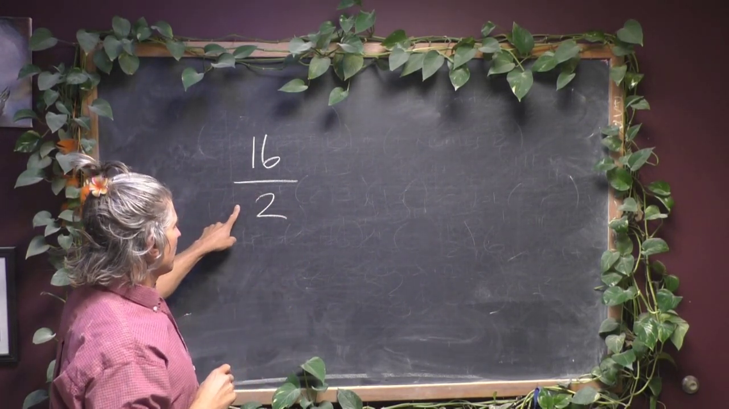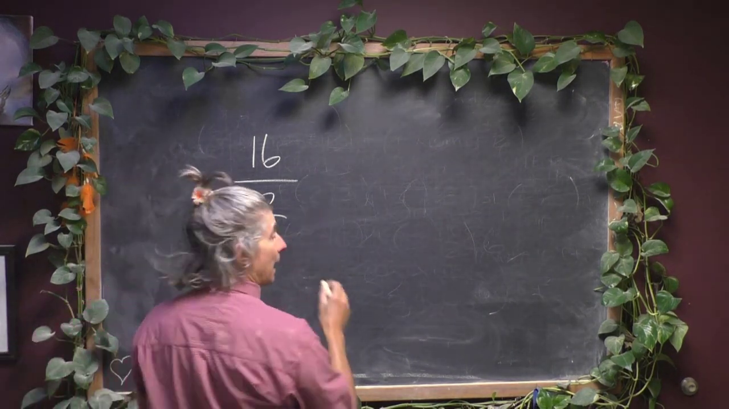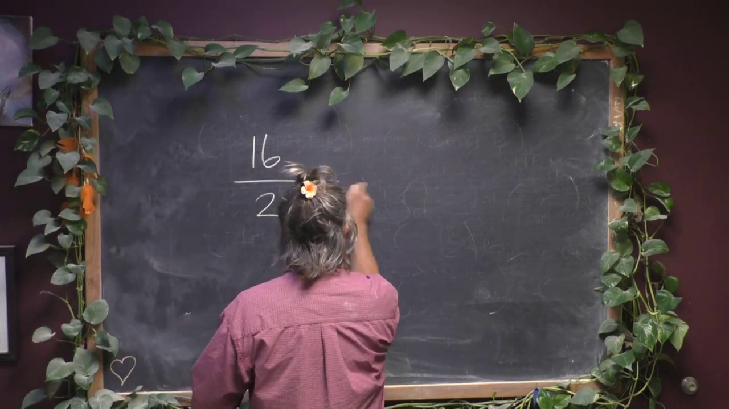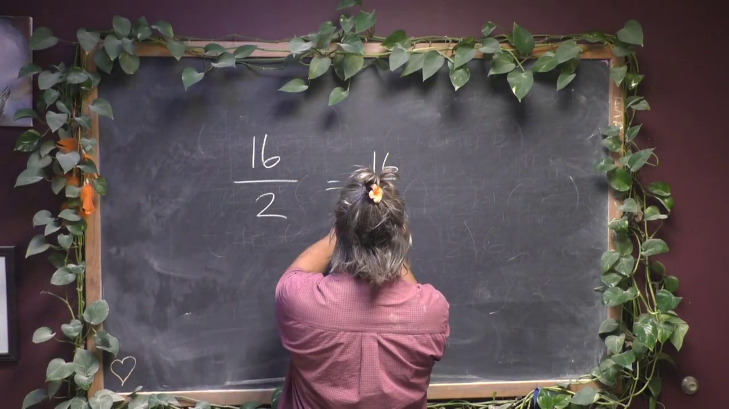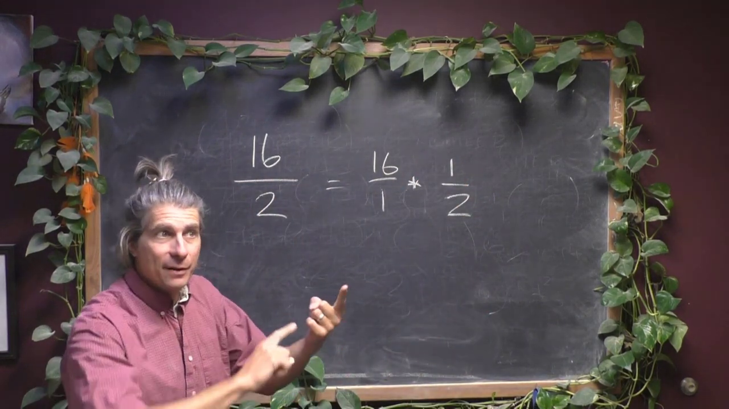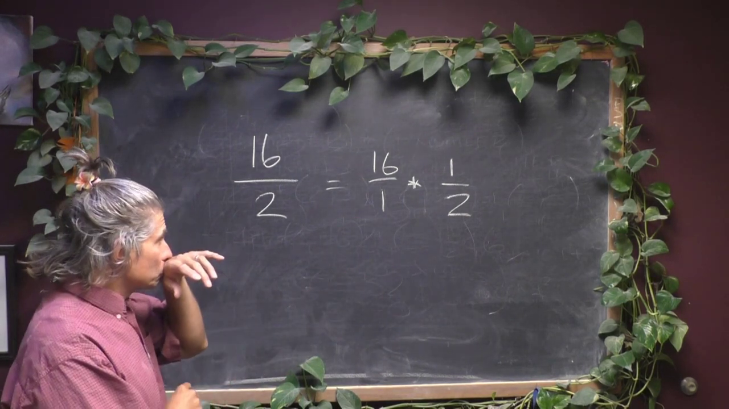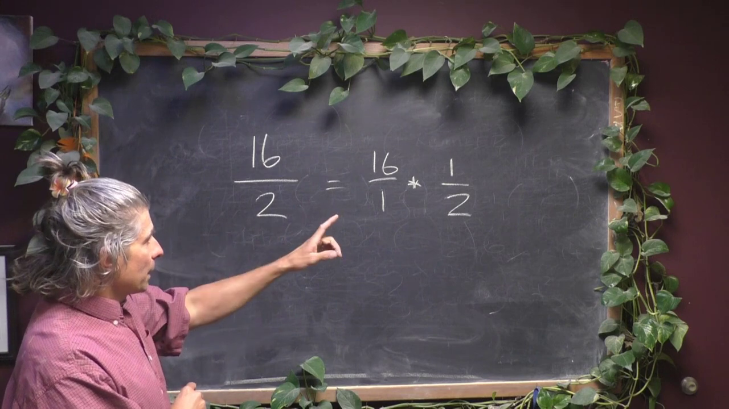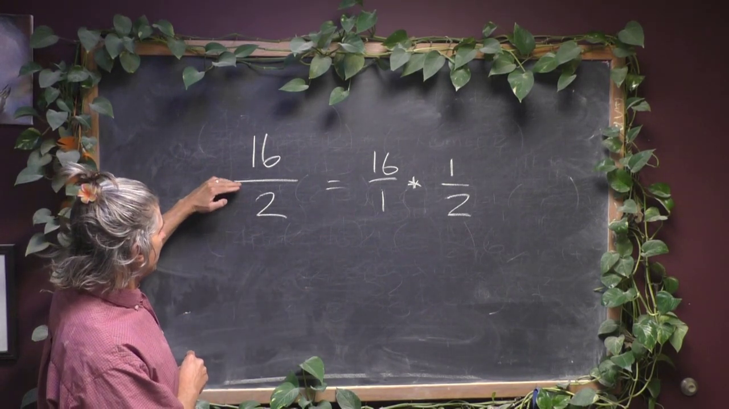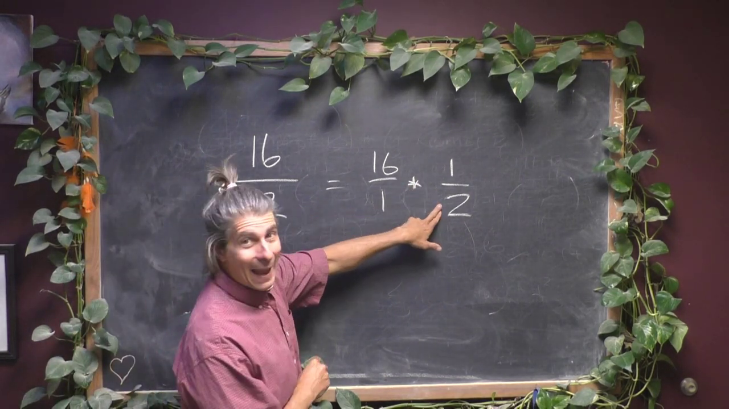Divided by 2 can be rewritten as, now, I'm not saying that you would do this, but it can be rewritten as 16 over 1 times 1 over 2. We're kind of undoing the math we did with dimensional analysis a couple weeks ago. So if you read this a different way, division by 2 is the same as multiplying by a half.